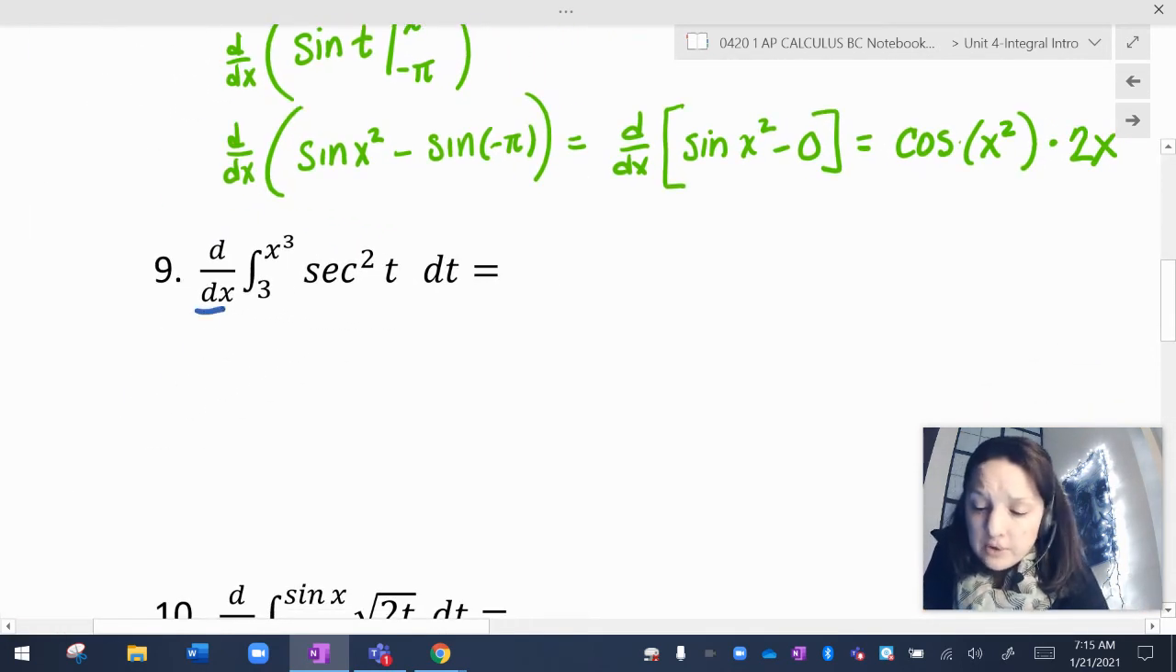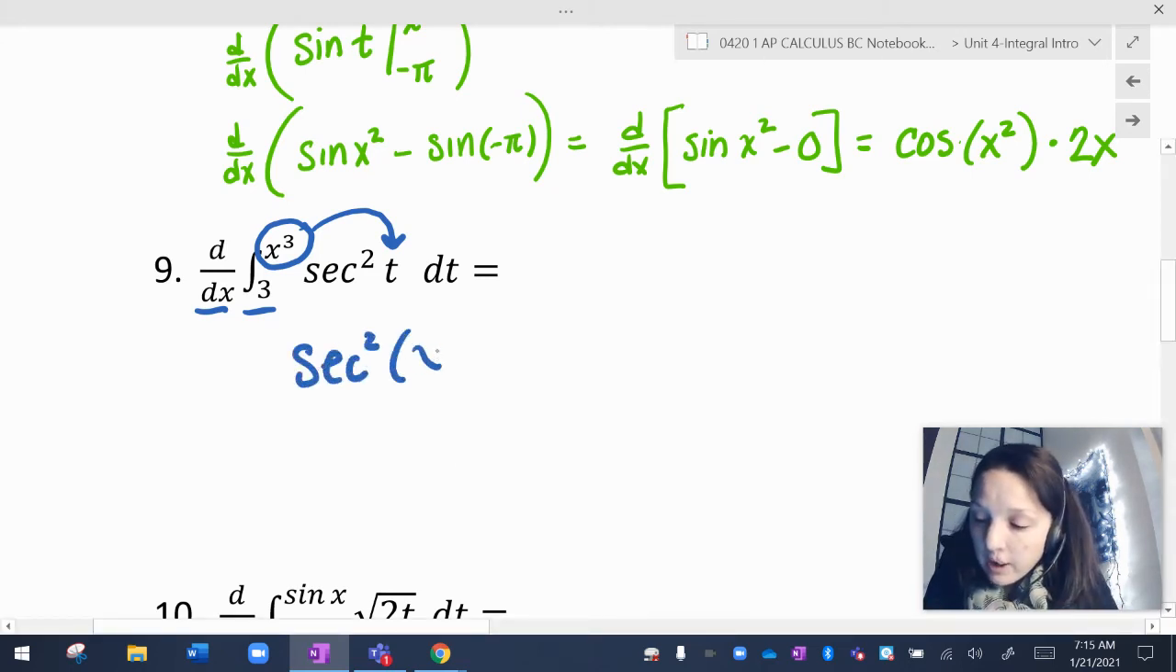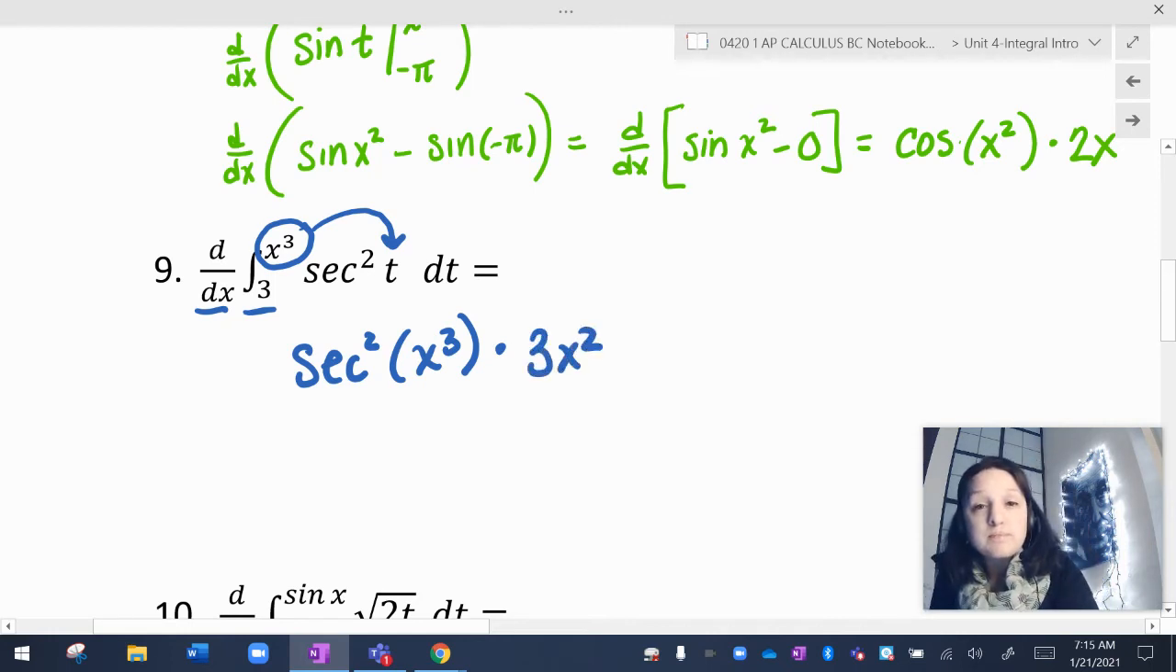If you want to take the derivative of an integral, you're going to drop the limit of integration in for t, but you're also going to multiply by the derivative of that limit of integration, by the derivative of the bound. So this becomes secant squared x cubed times the derivative of x cubed, which is 3x squared.